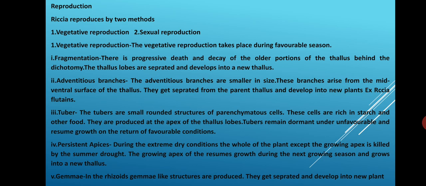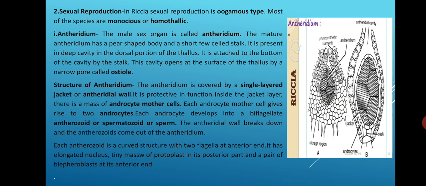And lastly, we discuss gemmae. In the rhizoids, gemmae-like structures are produced. They get separated and develop into a new plant. Next, friends, we discuss sexual reproduction in Riccia. Riccia sexual reproduction is of the oogamous type. Most of the species are monoecious or homothallic.